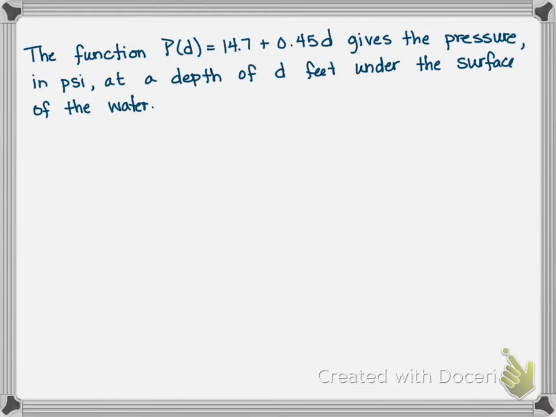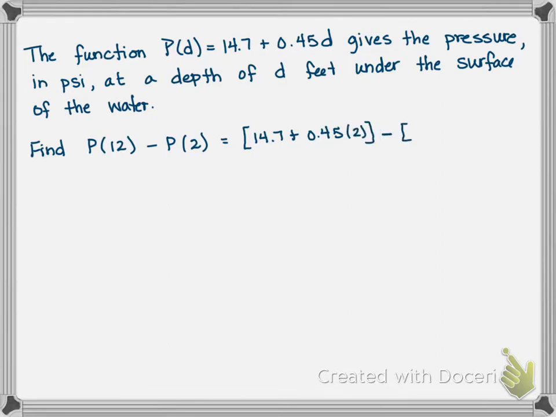So what I want to find is P of 12 minus, let's say, P of 2. So we see that this is a net change, right? P of 12 is the pressure 12 feet under the surface of the water. P of 2 is the pressure 2 feet under the surface. And so subtracting those is going to give me how much the pressure changes when I dive from 2 feet to 12 feet. So we will calculate that the same way. We're going to plug 12 in, and then plug 2 in.